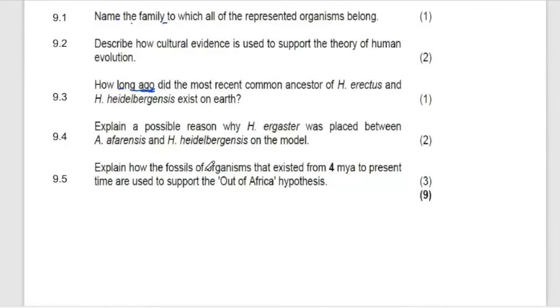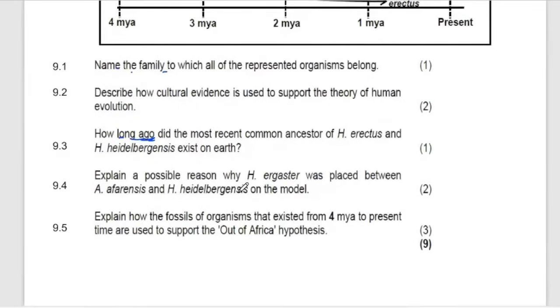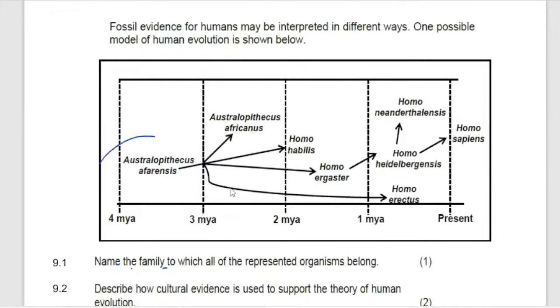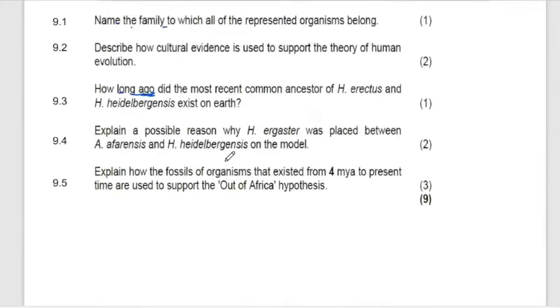Yes. Explain why fossils of organisms that existed from 4 million years ago to present time are used to support the out of Africa hypothesis. How do they explain it? From 4 million years ago, you talk about the oldest fossils of Australopithecus, just say Australopithecus, and Homo habilis, which were only found in Africa, while the fossils of Homo sapiens and the oldest Homo erectus were found in Africa. Basically, that's what you need to talk about.